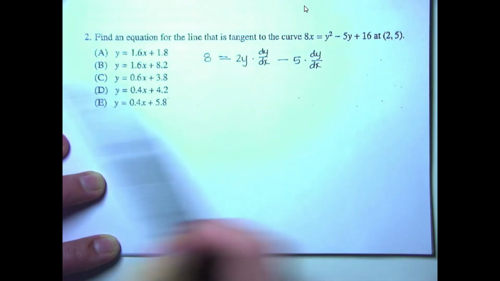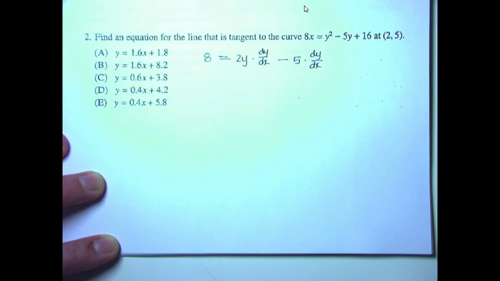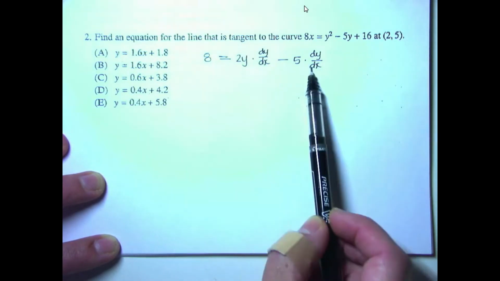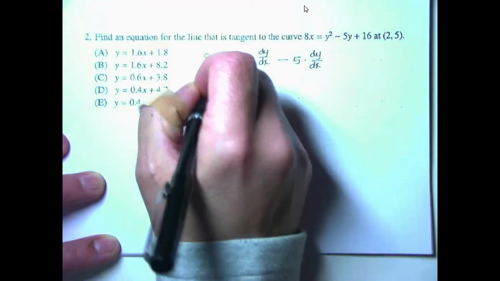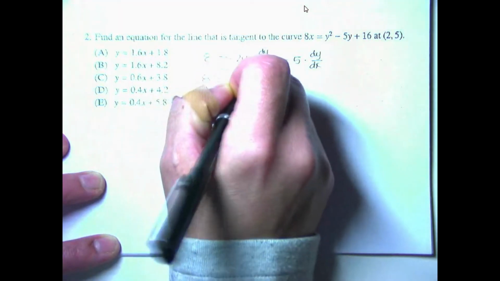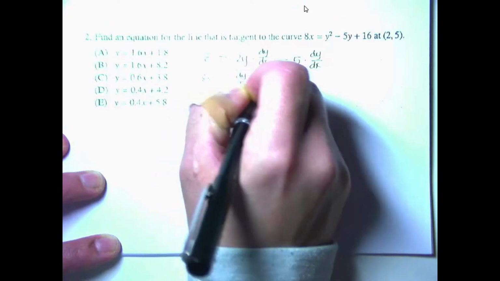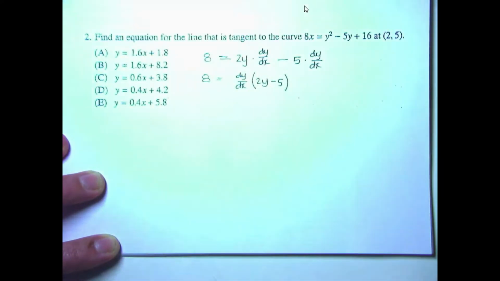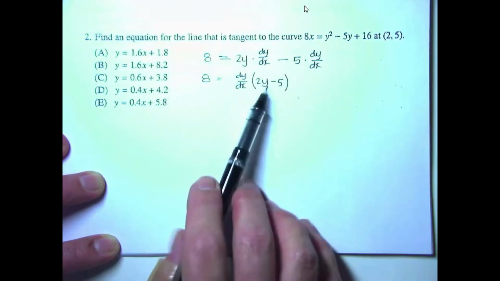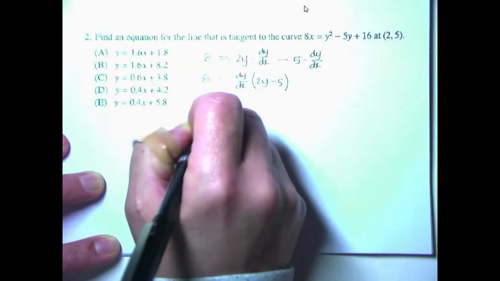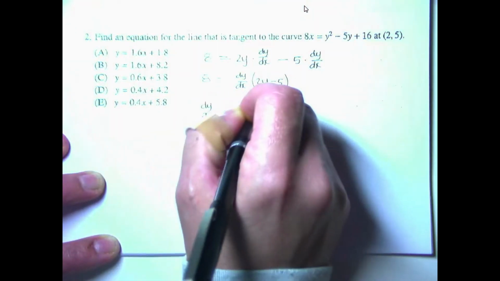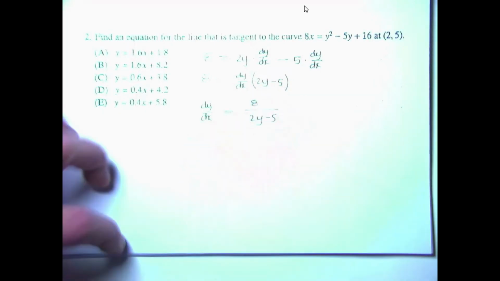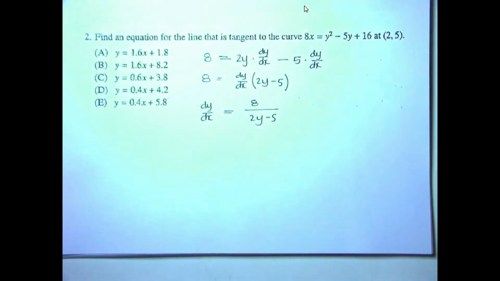All right, so my goal here, I'm looking for the slope of this tangent line, hence I'm looking for the derivative. I'm trying to solve for dy/dx. So on the right-hand side, I can factor out the dy/dx. So 8 is equal to dy/dx times (2y minus 5). And then I can divide both sides by this residual term, and that will give me that dy/dx is equal to 8 divided by (2y minus 5).